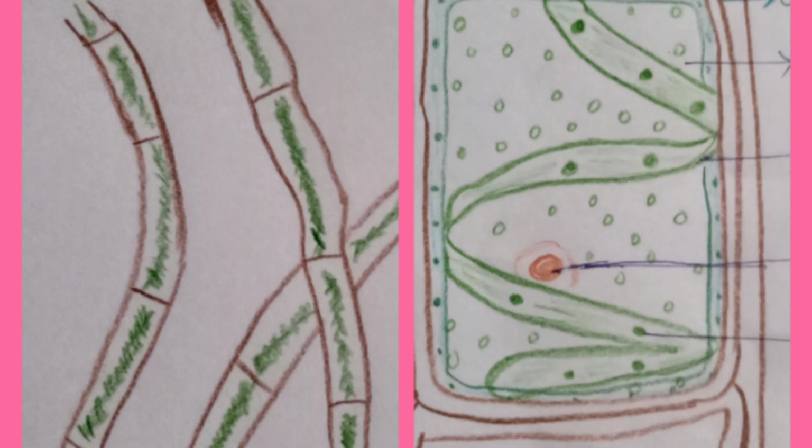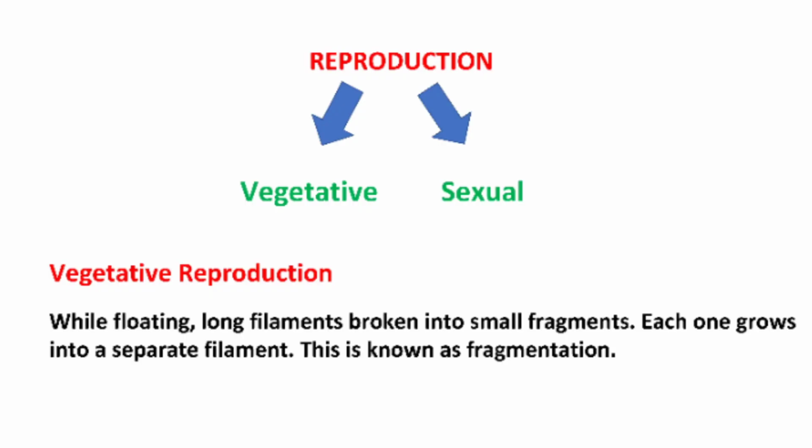In this slide, the first diagram is filaments of Spirogyra in low power. The second one is the detailed structure of Spirogyra. Next we are going to see reproduction in Spirogyra. There are two different types of reproduction in Spirogyra, that is vegetative and sexual.